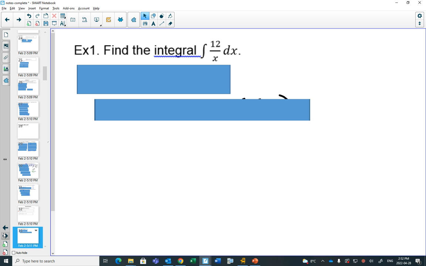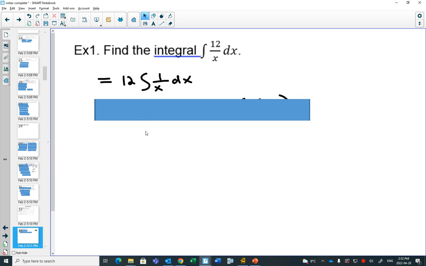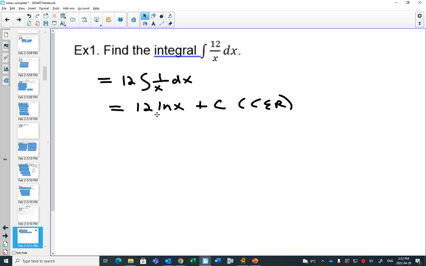So which standard integral is this? It is the natural log. And again, I know that you know it's all numbers.